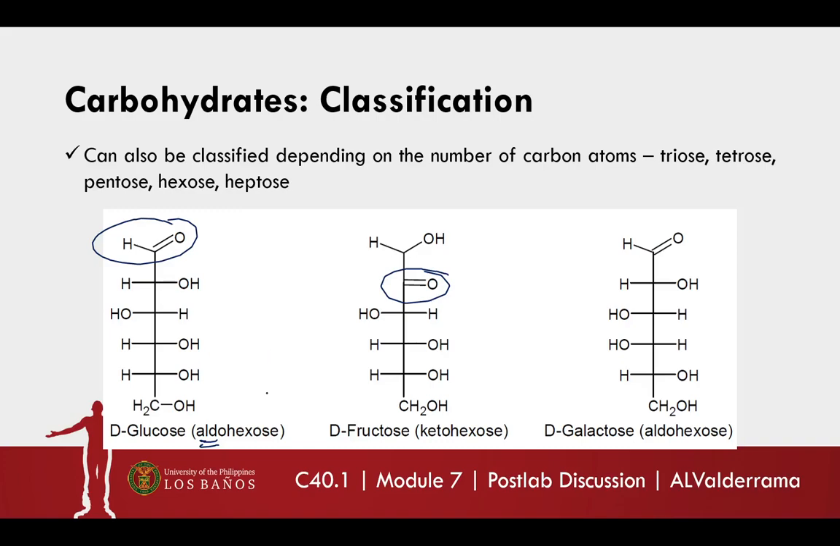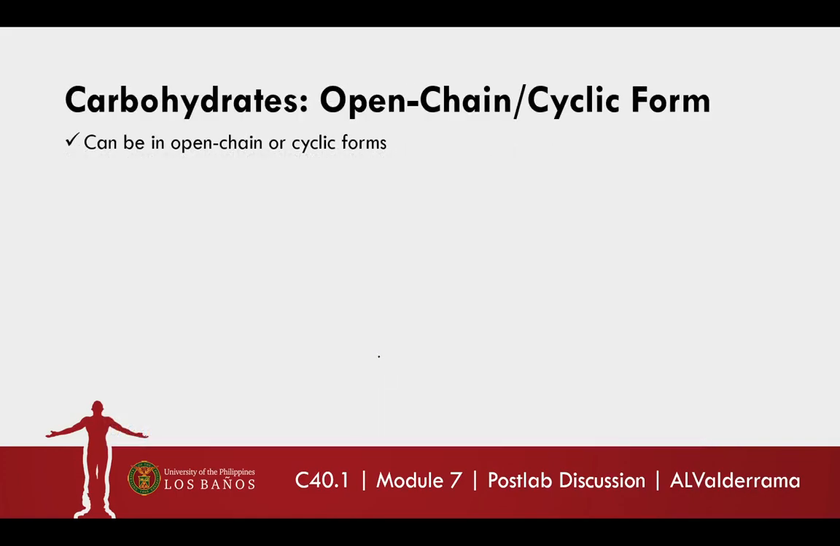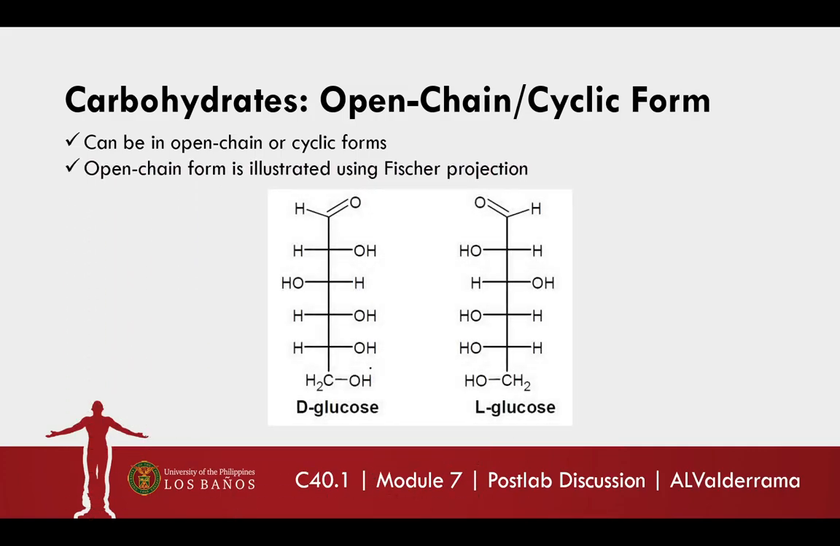So as you can see here, parehas na aldohexose ang glucose and galactose. Pero iba lang yung arrangement natin or orientation of polyhydroxylated group. So in Chem 160, sinasaulo to. Kung saan nakalagay si hydroxyl group, it can either be glucose, mannose, galactose, and so on. So yung carbohydrates natin, it can either be in an open chain or cyclic form. So yung open chain natin can be illustrated using Fisher projection.